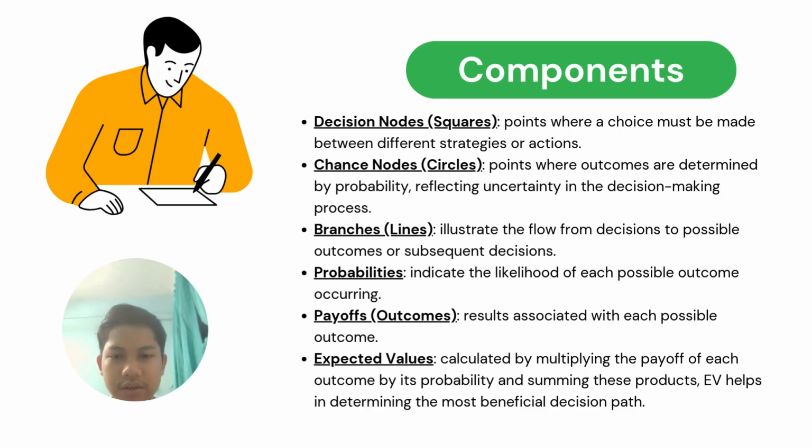And the last one is the expected value, which is commonly found at the end of the decision tree and is calculated by multiplying the payoff of each outcome by its probability and summing the products. And these expected values help in determining the most beneficial decision plan.